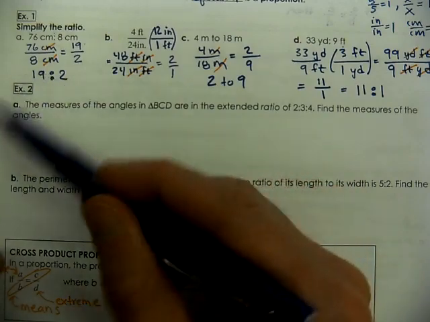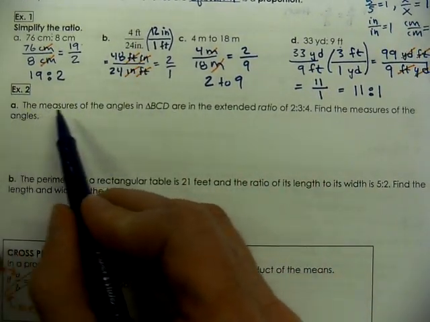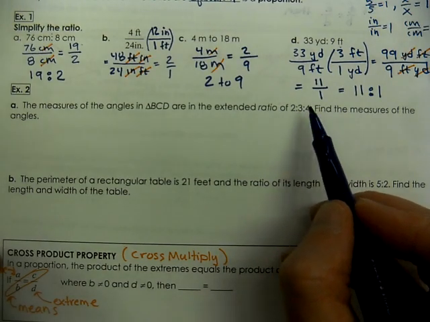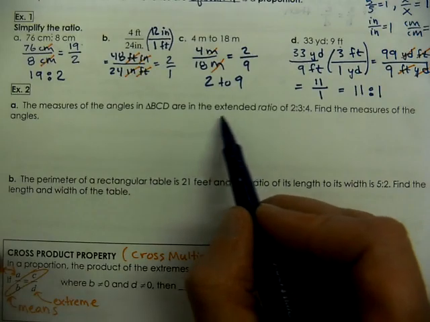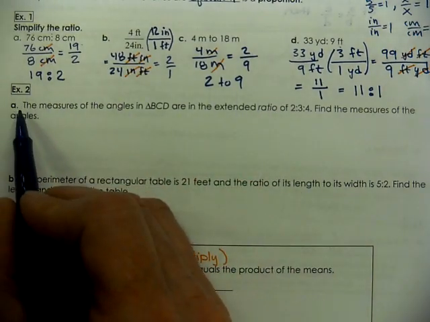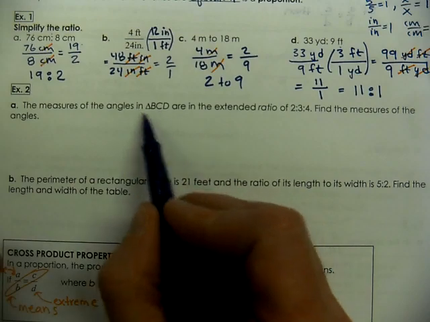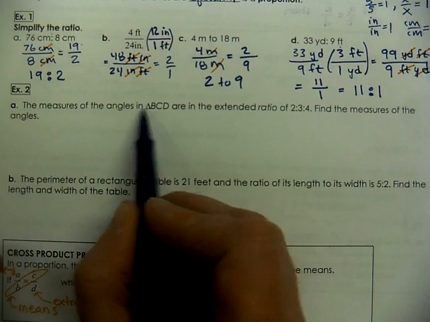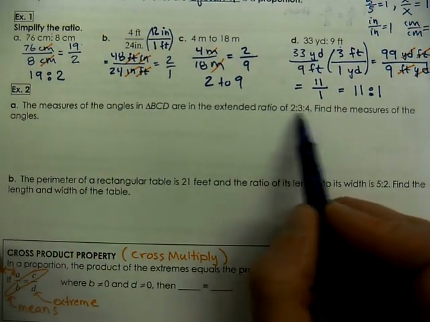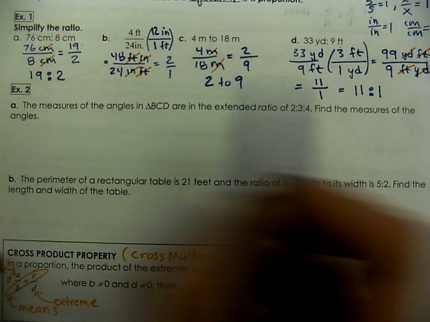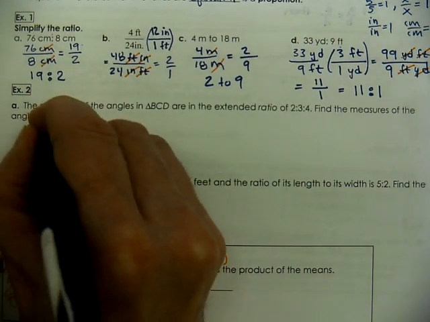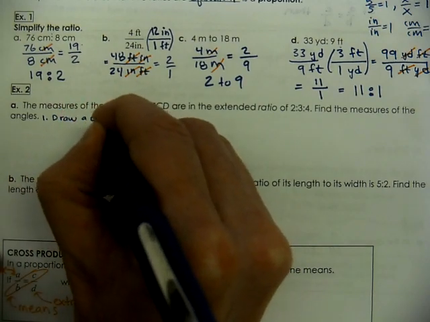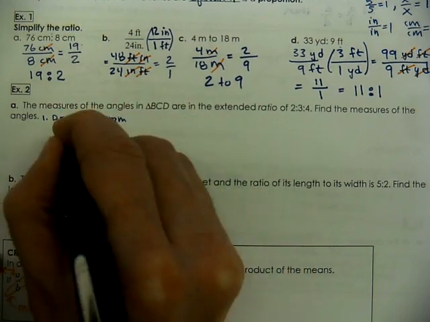For example, example number 2, we have a situation where we are going to compare not just 2 numbers, but 3 numbers. We're comparing 2 to 3 to 4. So we call that an extended ratio because it's more than 2. The measures of the angles in this triangle BCD are in the extended ratio of 2 to 3 to 4. So because a triangle has 3 angles, we need 3 numbers to compare them to. Let's find the measures of the angles. All right, so these are your 3 steps. First of all, you have to draw a diagram. And in our case, it's a triangle.